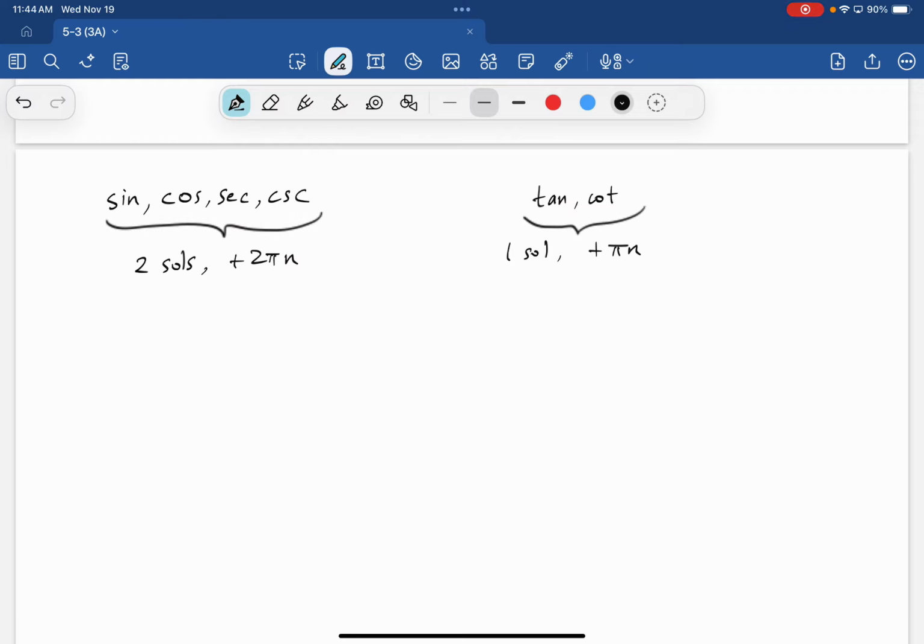Got it? So, say you had tangent x equals 1. You would use the unit circle, you would just find that x equals pi over 4. And then to get all the infinite number of solutions, you would just add pi n. So this would adequately account for all the possible solutions. You can think about it.